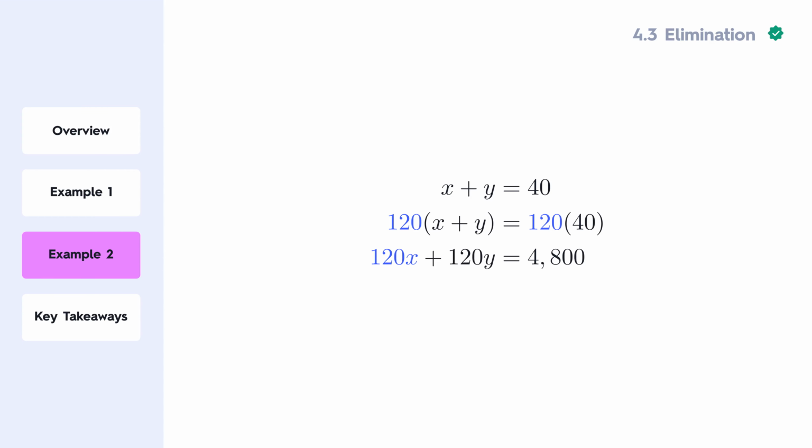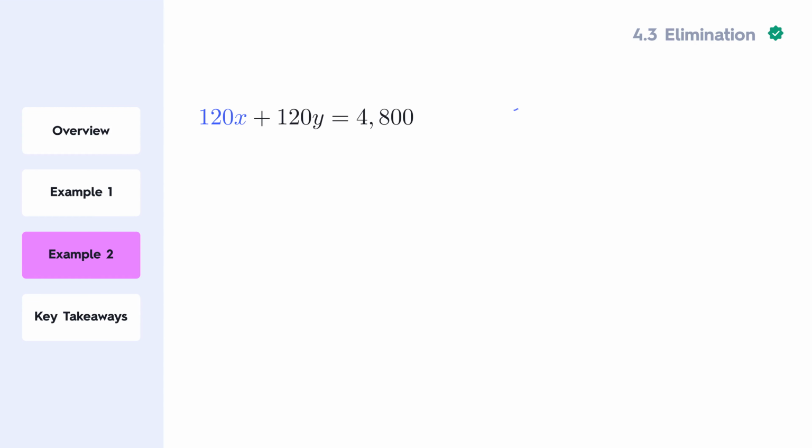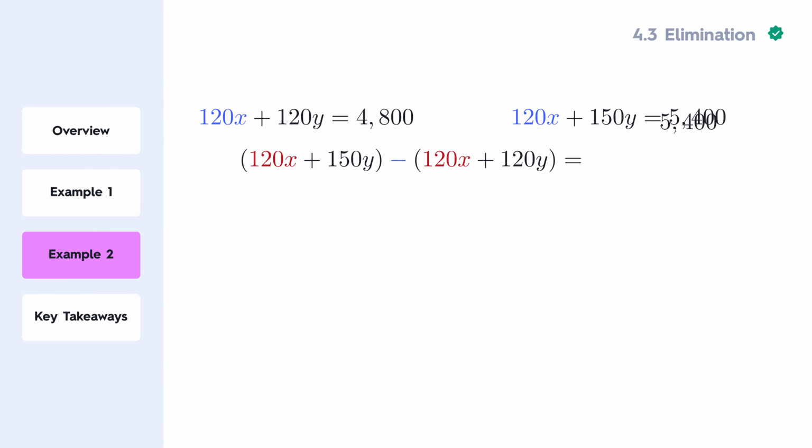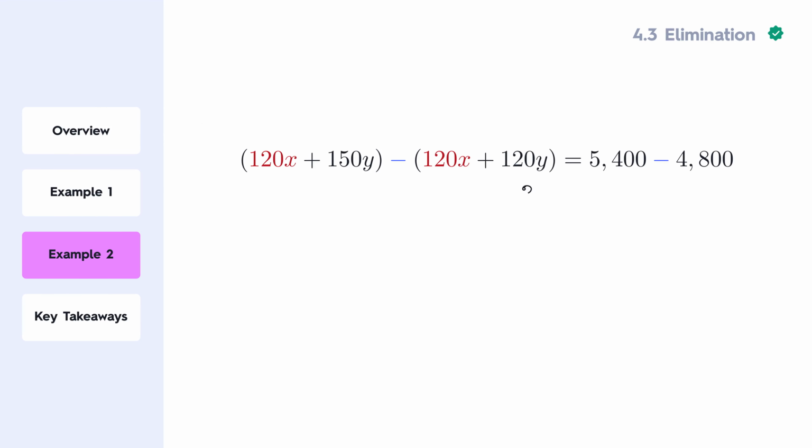Next, we subtract the first equation from the second equation to eliminate x. By subtracting, we get rid of x entirely from the system and are left with only one variable, y. Notice how the 120x terms cancel out, leaving us with just 30y equals 600, which is much simpler to solve. Now, solve for y.